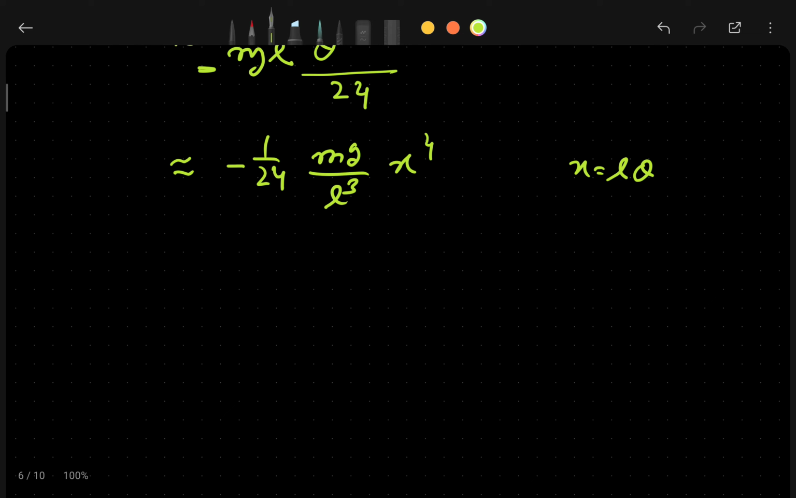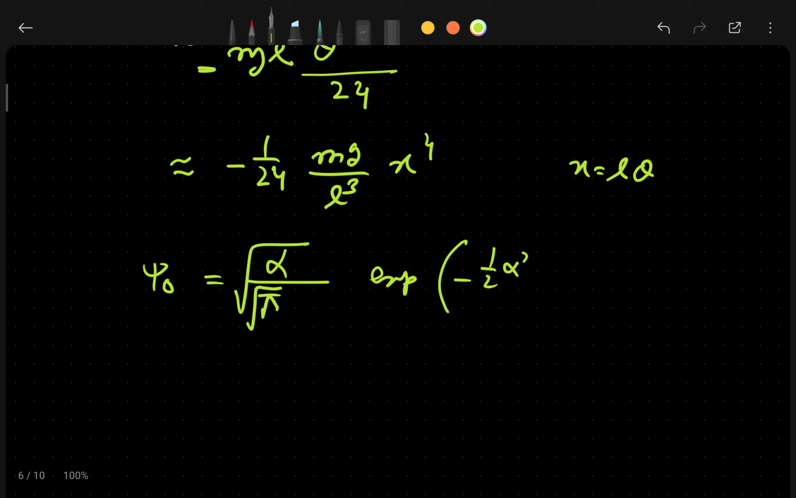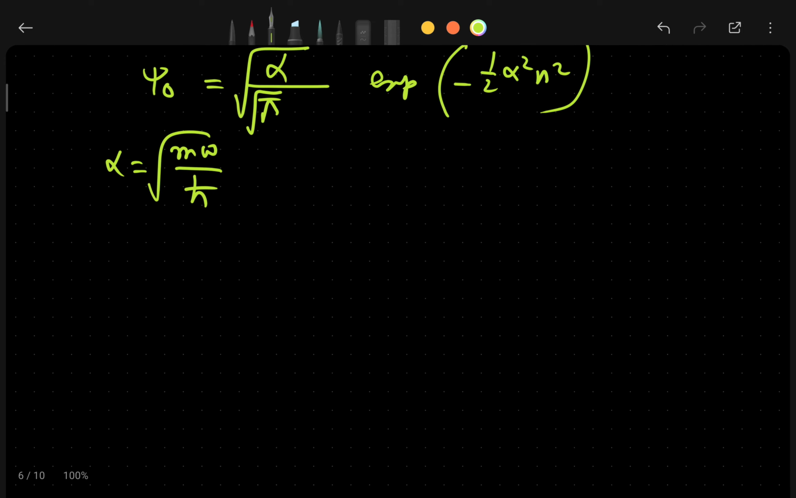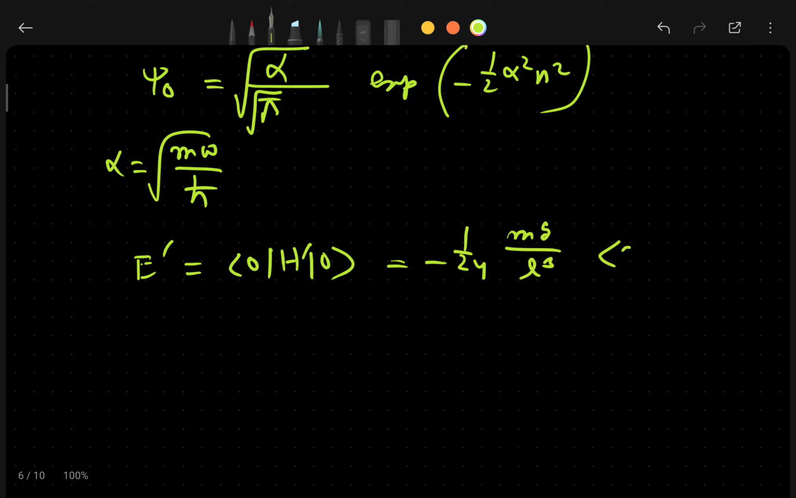The ground state wave function of the harmonic oscillator, psi naught, equal to root alpha divided by root pi, exp minus 1 by 2 alpha squared x squared, where alpha equal to root of m omega divided by h bar. So E prime, the lowest correction of the ground state energy resulting from the inaccuracy of the small angle approximation, equal to <0|H prime|0> equal to minus 1 by 24 mg divided by l cubed <0|x to the power 4|0>.